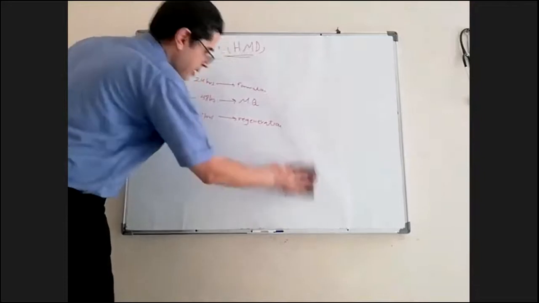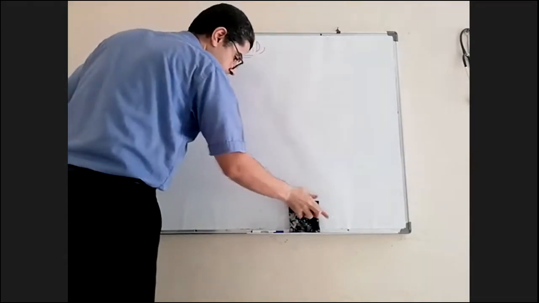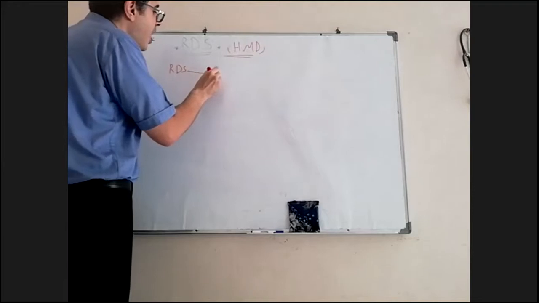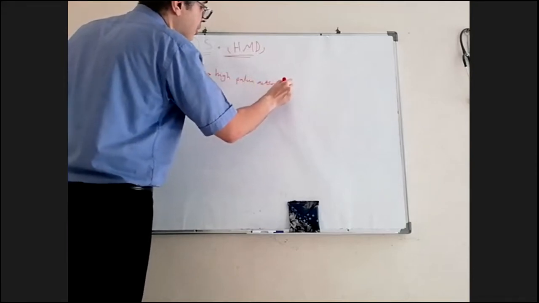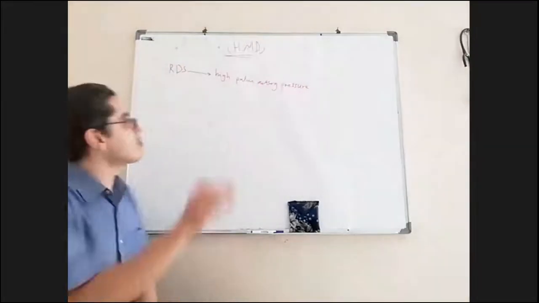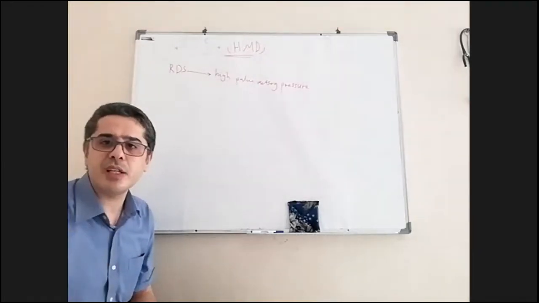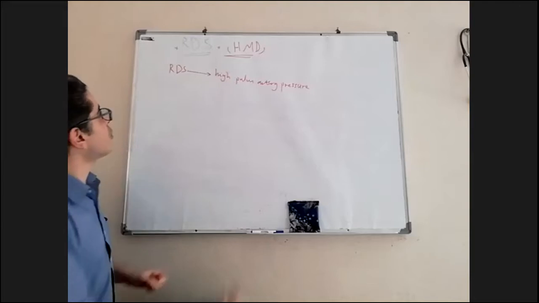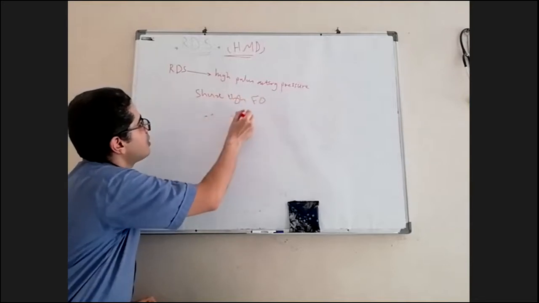So these are the basic pathophysiological things which we need to know about RDS. Remember that patients with RDS will have high pulmonary artery pressure. So they may go to BBHM. Whether it reaches the level of BBHM or not, pulmonary artery pressure is high, and that's why when you read the factors contributing to BBHM, you'll find RDS one of them. So they have shunt through foramen ovale, and shunt through ductus arteriosus.